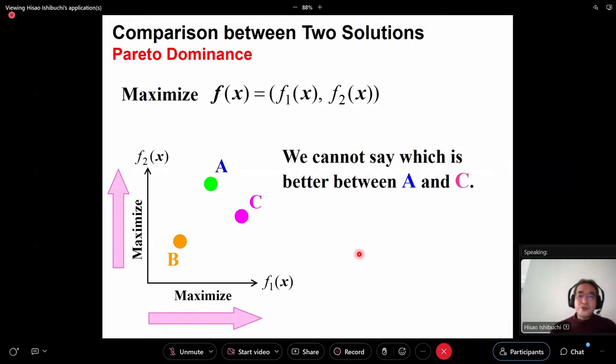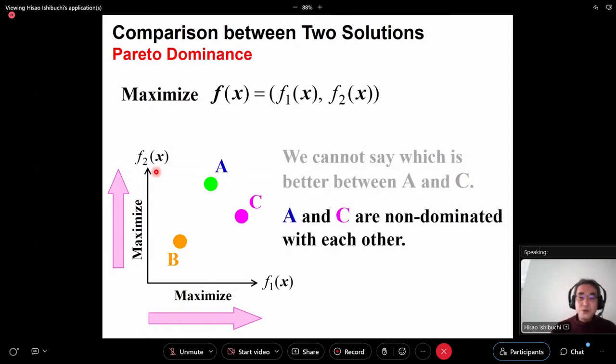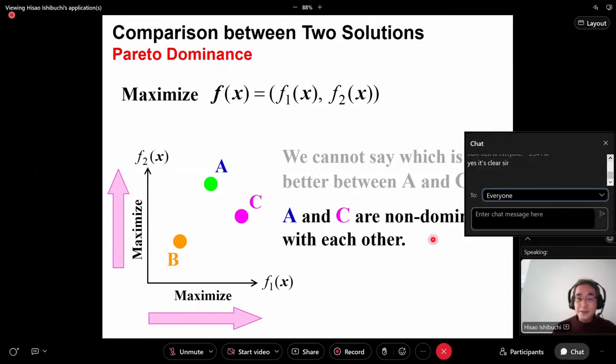However, if we have solution C here, in this case, we cannot say which is better between A and C, because C is better for f1, but A is better for f2. In this situation, we don't know which is better. So we say that A and C are non-dominated with each other. We cannot say which is better.